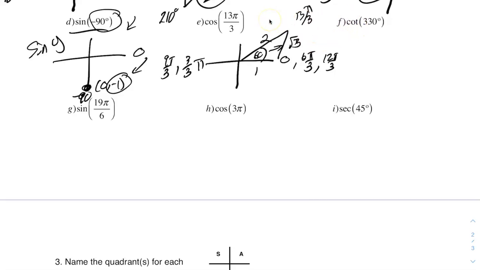And then cosine, so SOH-CAH-TOA: adjacent over hypotenuse, 1/2. All that work for 1/2. Right, but that's all it is. Once you figure out what quadrant you're in, it's the exact same problem. Getting to that quadrant just sometimes takes some work.